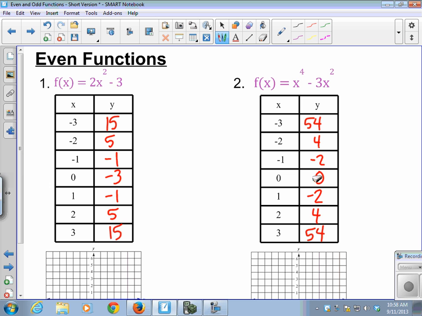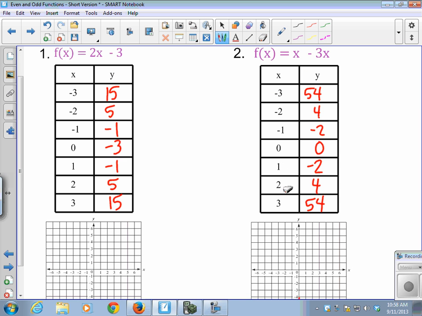But the same pattern happens over here. Negative 3, 54. Positive 3, 54. Negative 2, 4. Positive 2, 4. So I'm noticing that whenever I've got even functions, no matter what I plug in, if the number I plug in is negative or positive, I'm still going to get the same thing back.